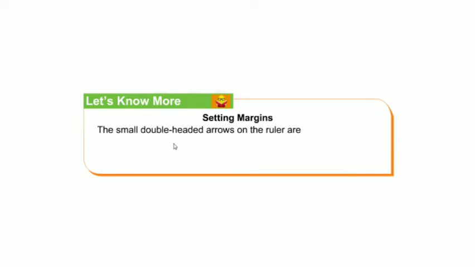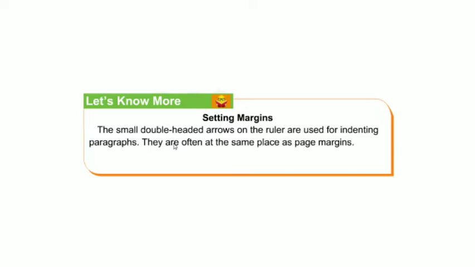The small double-headed arrows on the ruler are used for indenting paragraphs. They are often at the same place as the margins. So there is a point that the small double-headed arrows present on the rulers are also used for indenting paragraphs, and these are at the same place as the page margins.